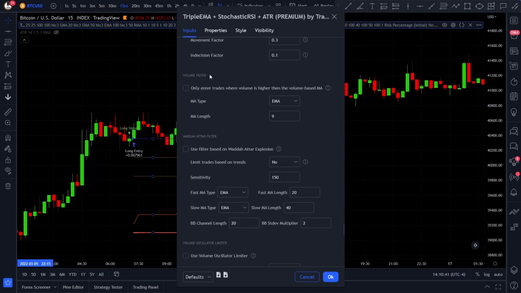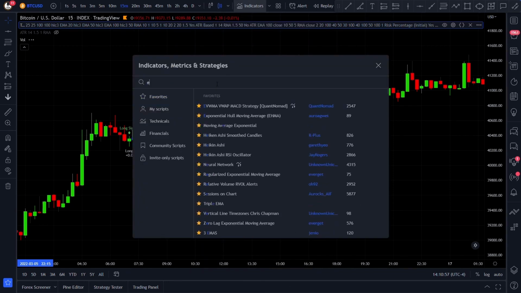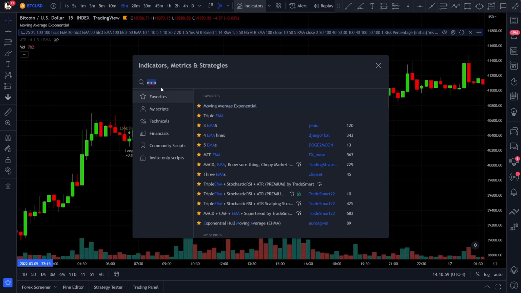First, we have the simple volume filter, which only uses volume bars and the moving average. You can choose any moving average from the drop-down menu. For example purposes, now I will use an EMA. To visualize this indicator, add a volume to the chart. Then add your chosen moving average, in this case an EMA.